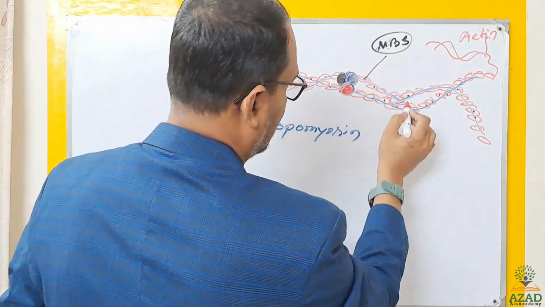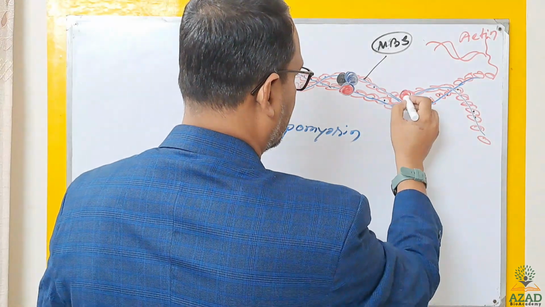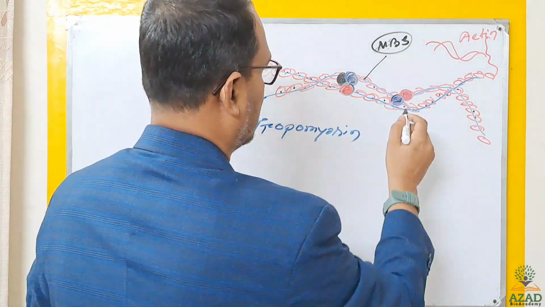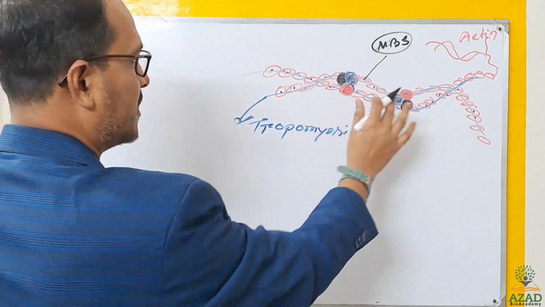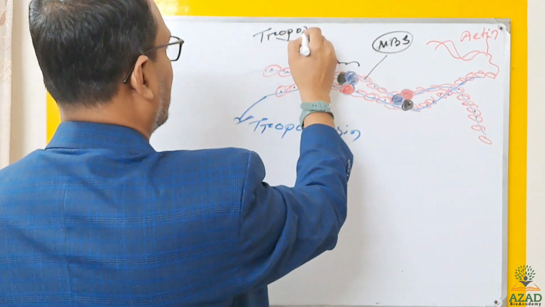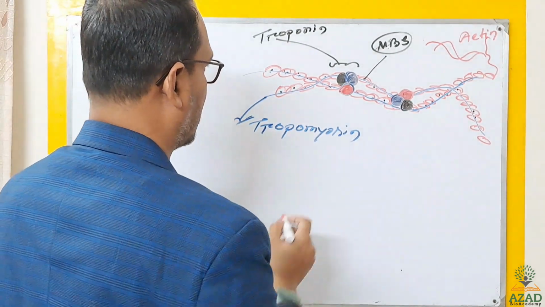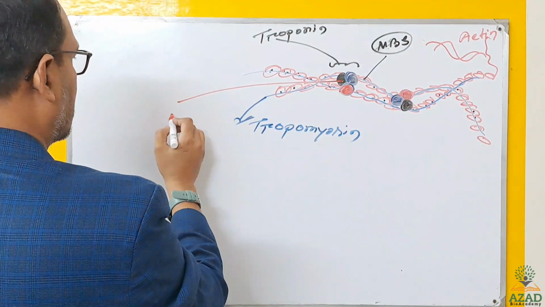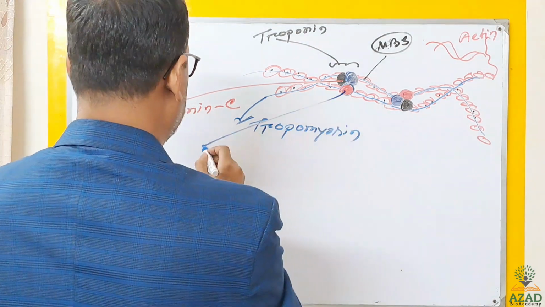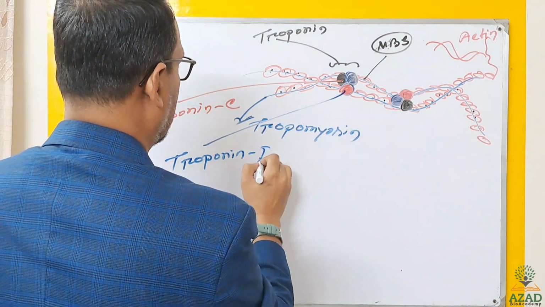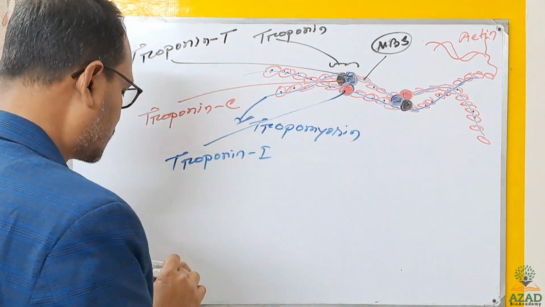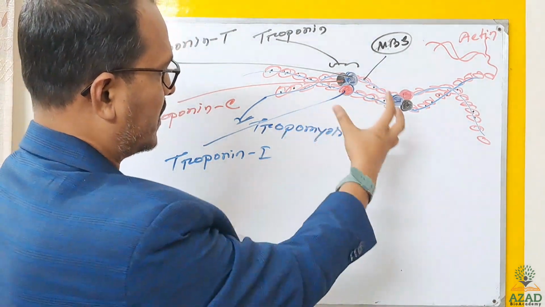Okay. So in 7 monomer interval, again you can think here, and also like that. So the overall protein complex name is troponin. Okay, and the individual troponin names you can consider: this one is troponin C, this is troponin I, and this one is troponin T. So in normal condition, it is not taking part in contraction.